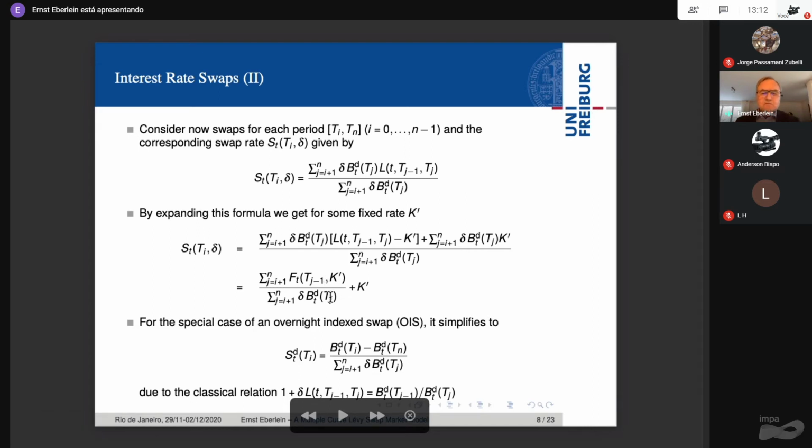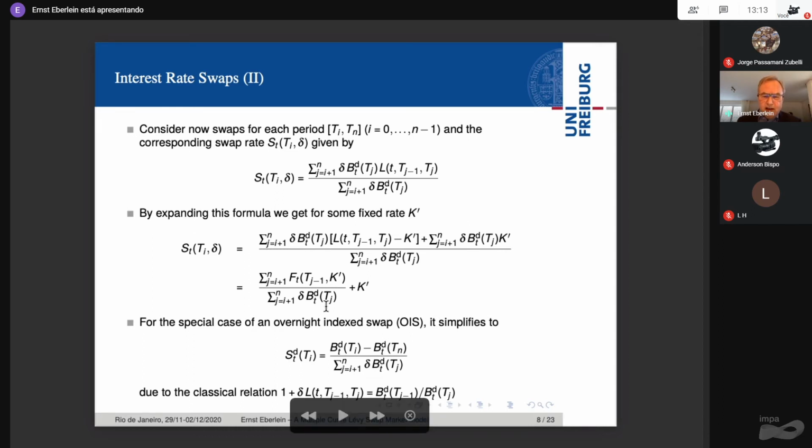Okay. So this is a risky rate. Now, if we take the overnight index swap, the OIS rate, then we have the classical relation: 1 plus delta LIBOR is just the quotient of the riskless bond prices. If you plug it in here, you see that in the numerator, we get just a telescoping sum, and what remains is the first term and the last term. And this is, of course, the classical formula for the swap rate, which was valid in the risk-neutral world.